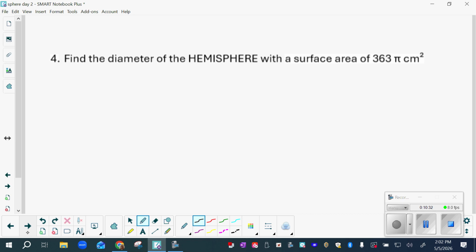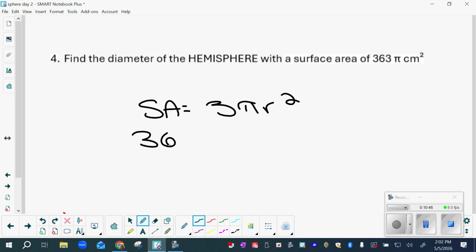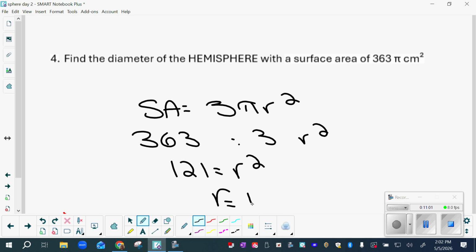Okay, here we go. Hemisphere. Surface area of a hemisphere. Is this it? 3 pi r squared? Yeah, did you use the right formula? 363 pi equals 3 pi r squared. Leaving 121 equals r squared. R is 11. It asks for the diameter. If you got 11, you are incorrect. 22. And actually, if you want to get really fancy, 7 meters.